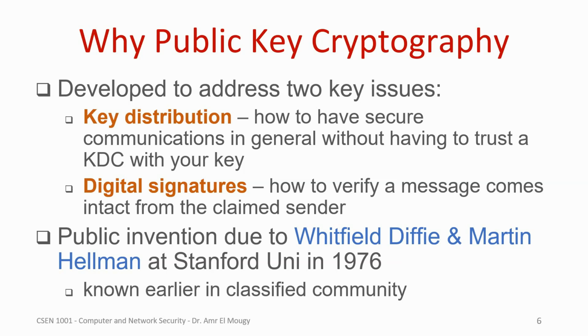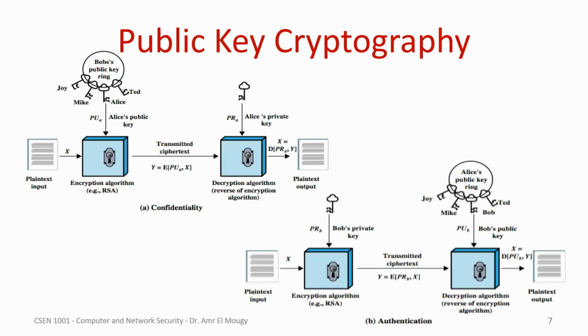The first public key cryptography algorithm was invented by Whitfield Diffie and Martin Hellman, and it is actually called the Diffie-Hellman algorithm, at Stanford University in 1976. In these two figures, we see the two main uses for public key cryptography, and we actually discussed them before, so I will just be going over them briefly.